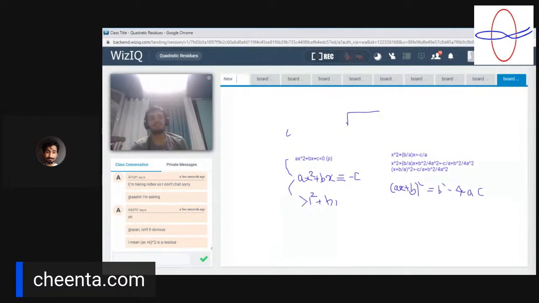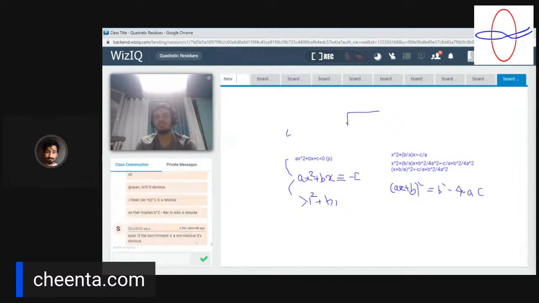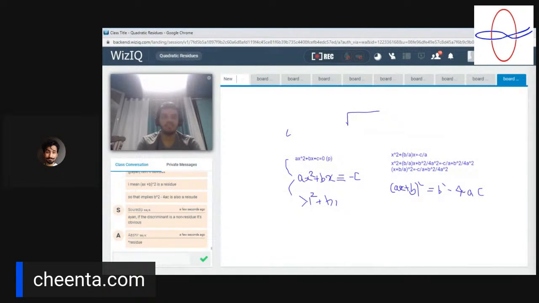Yeah, and as Ashir mentions, this will be unsolvable if b square minus 4ac is not a residue, right? It will not have any solutions at all.